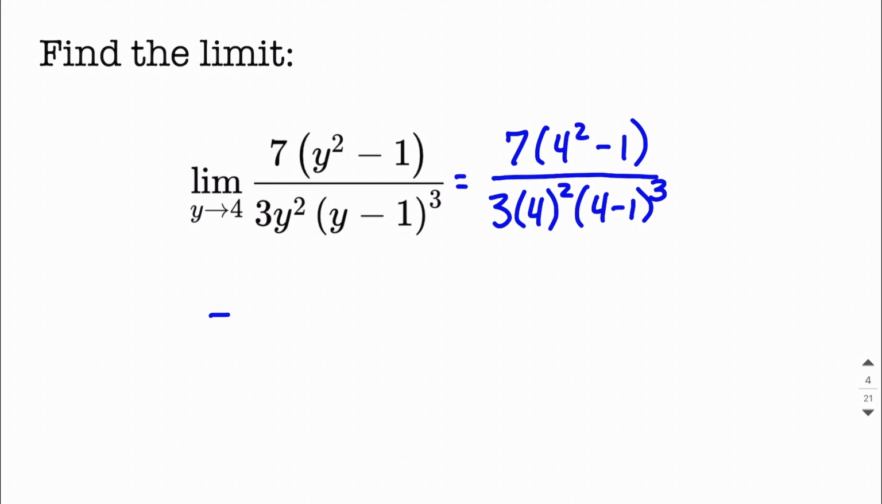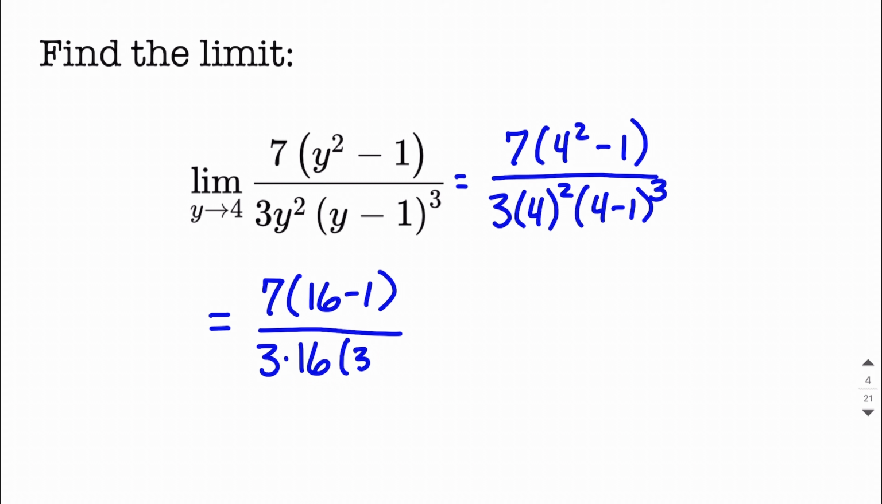Then think about, how do we simplify that down? Well, we have 7 times 16 minus 1, doing that square first. Then we have 3 times 16, 4 squared, multiplied by 3 cubed. Okay, well, that'll reduce a little bit further. Let's think 7 times 16 minus 1 will make 15. And then in our denominator, we still have 3 times 16 times 3 cubed, which is going to make 27.